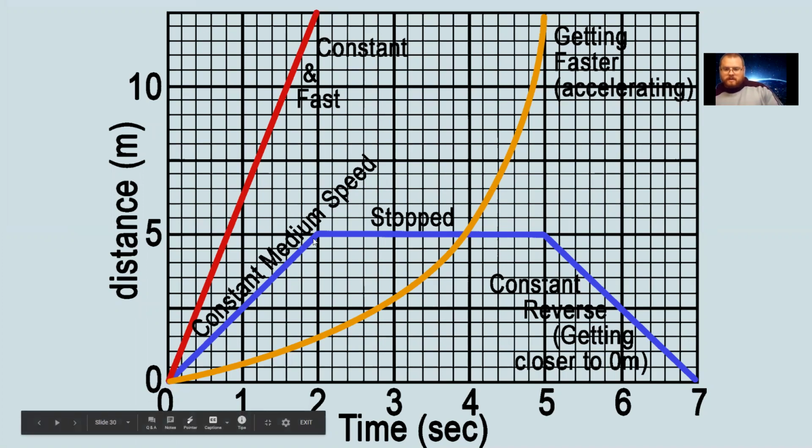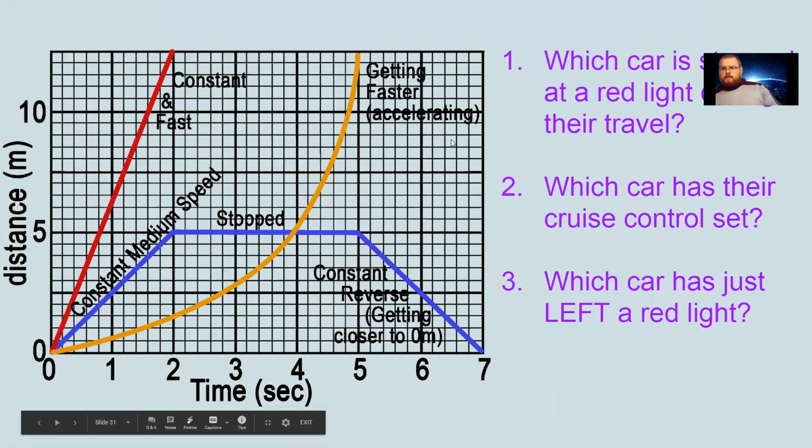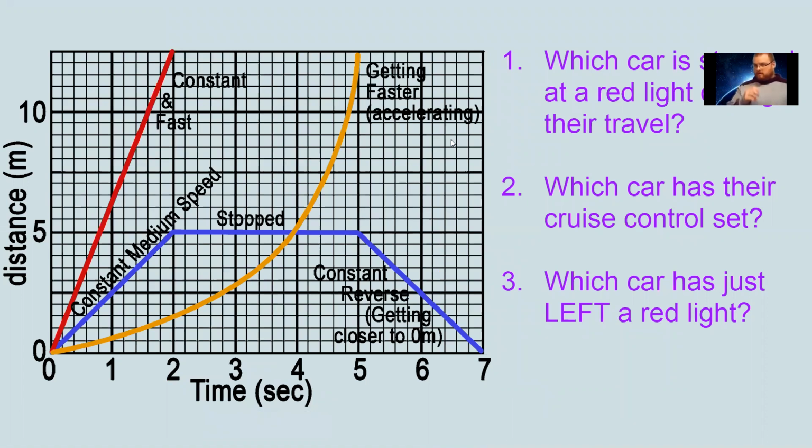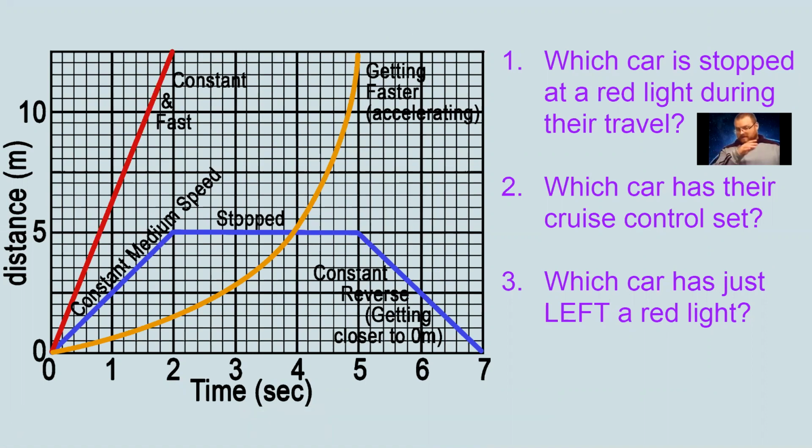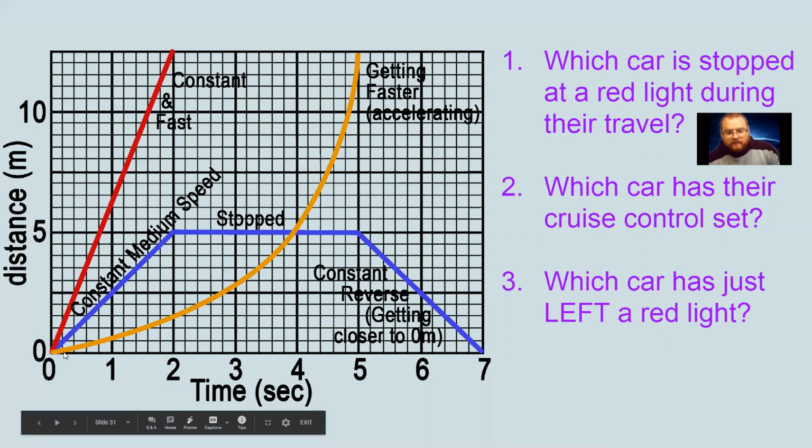So we can see that as time continues, distance covered from the start point for each of these changes. So I want you to try and think which car stopped at a red light on their travel. That could be either red, blue, or yellow. Which car has their cruise control set? So which one is staying the same average speed throughout their entire travel, and which car has just left a red light? So just at the very beginning, left a red light.